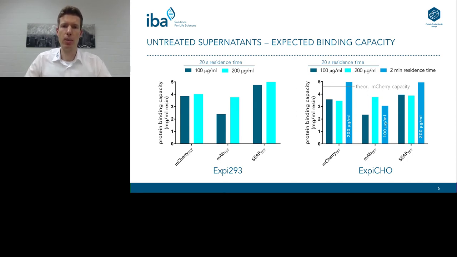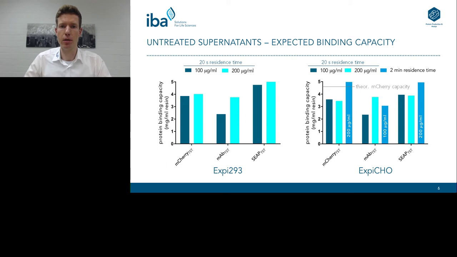If you look at the binding capacity, which was determined by measuring the amount of eluted protein after the columns were overloaded and washed, you can see that for mCherry and the phosphatase, the protein concentration in the supernatant had no significant impact on the maximum binding capacity for both Expi media.